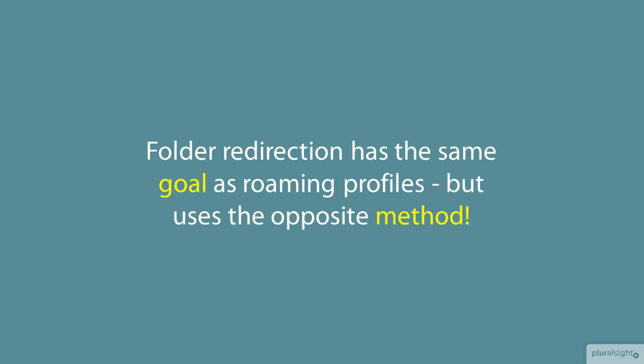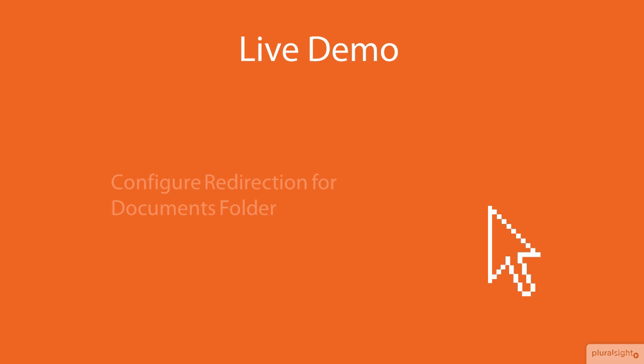So if you think about it, folder redirection and roaming profiles really have the same goal, to make user data available wherever it's needed, but they use fundamentally opposite methods to achieve that goal. In one case, the data follows the user around the network, and in the other, the user is basically given a signpost to their data's fixed location on the network. All right, well, let's see how we might set this feature up.